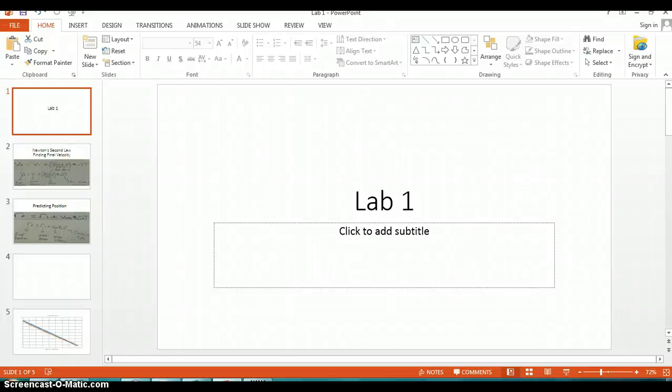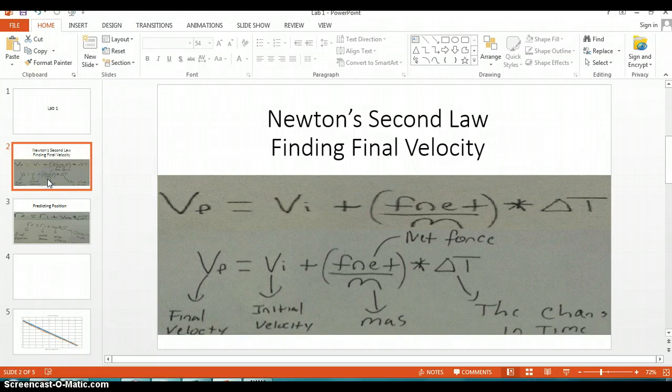In class, we are learning about Newton's second law, which states that an object's final velocity is equal to the object's initial velocity plus the total net forces acting on the object over the mass times delta t, the change in time.